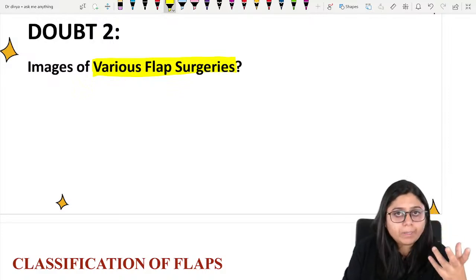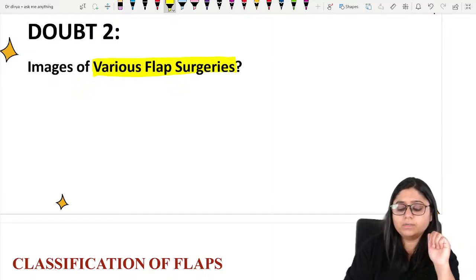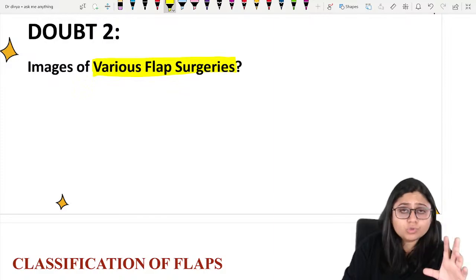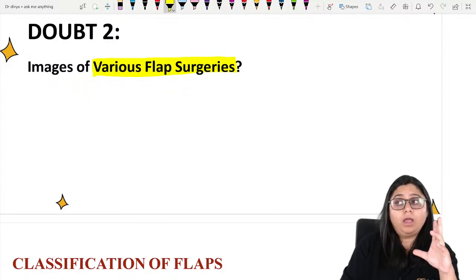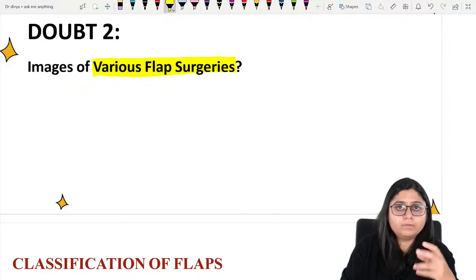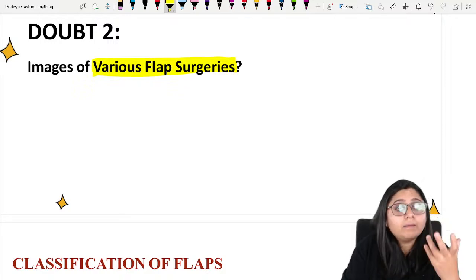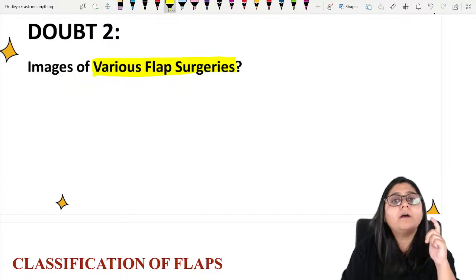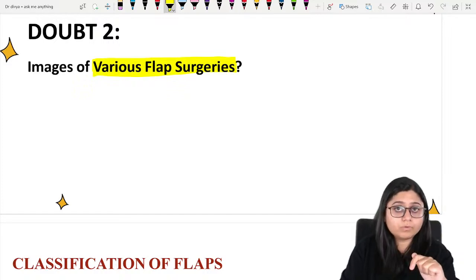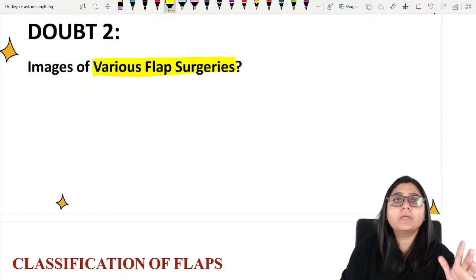They are animated videos. Because of time constraint, I'll not be able to show it here, but see those videos. It will be more clear when you see what is happening in flap surgeries in a 3-dimensional view. And after seeing those videos in the Telegram group, if you have any doubts, you can ask me.